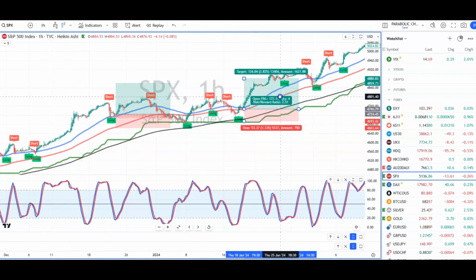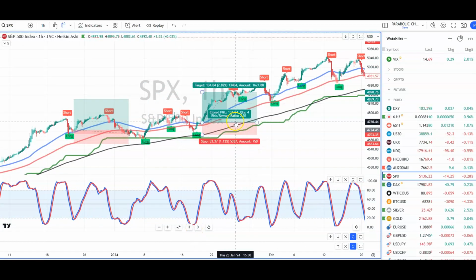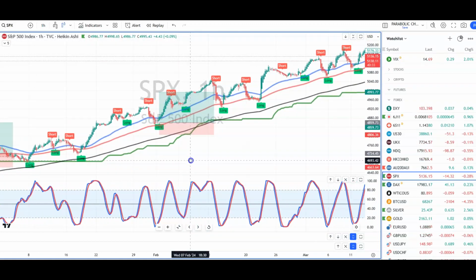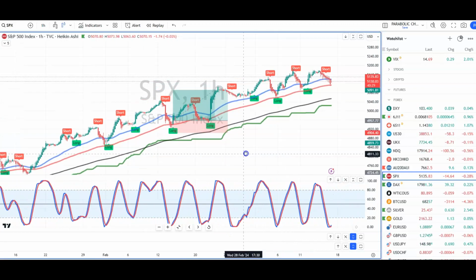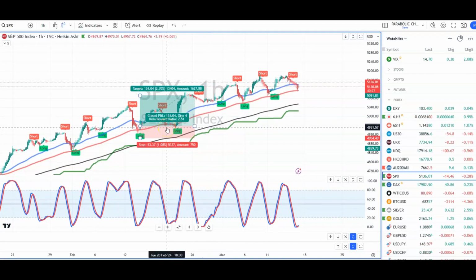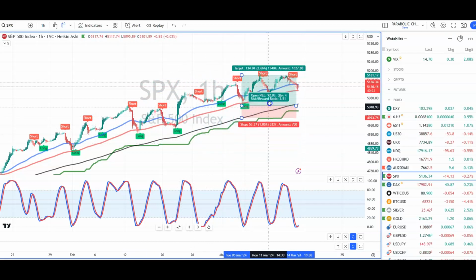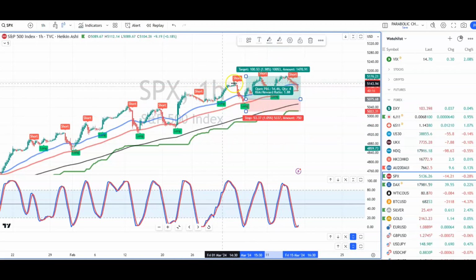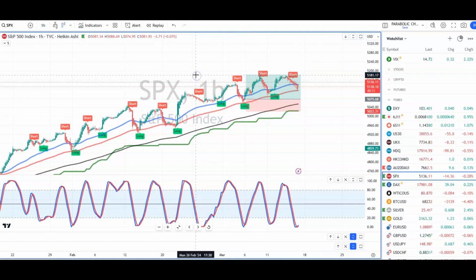So here, swing low, here, swing low, here, swing low. Didn't quite come down to the moving averages, did it? There it did. Swing low, and now you're live. That's 2.5, that's 2 times, about there. Only go for 2 times.